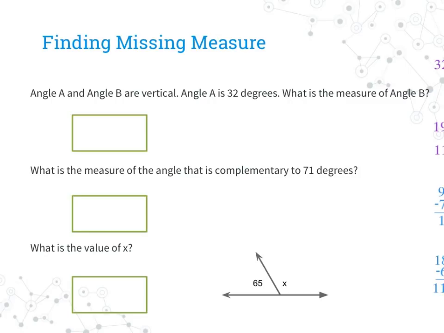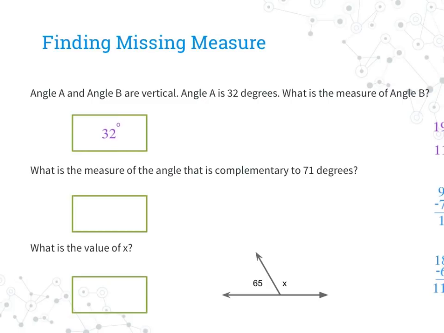So in this case it says angle A and B are vertical and angle A is 32 degrees. What is the measure of angle B? I don't have to do any math, I just have to remember the relationship of vertical angles. Vertical angles are congruent and they're also equivalent, which means if angle A is 32 degrees, then angle B is also 32 degrees.